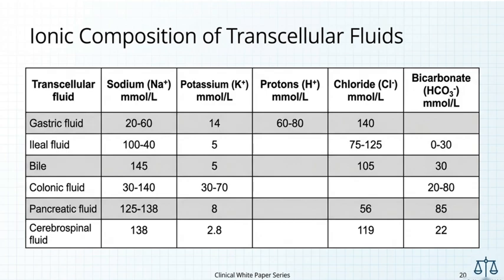Now, this slide shows the variation in the electrolyte composition across the different transcellular fluids. For example, gastric fluid is rich in hydrogen ions and chloride, while pancreatic fluid is rich in bicarbonate. CSF has a similar composition as plasma, but it has a lower protein. Here, the key point is that each fluid is specialized for its physiological role, so their electrolyte composition differs significantly.